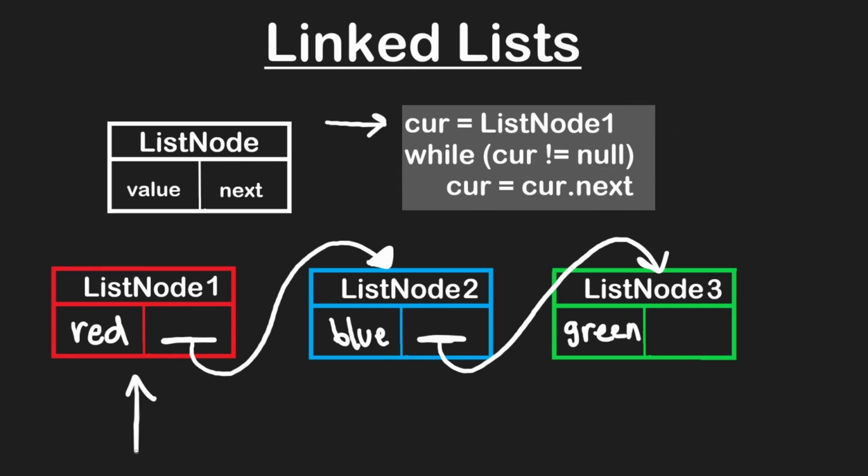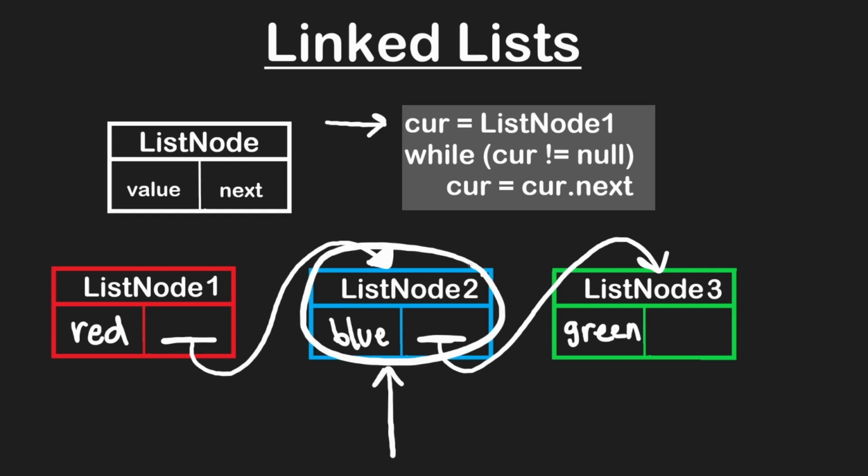Suppose this is our current pointer. It's pointing at the red node. That's how it's initialized. Then we go to the while loop statement. Right now it's not pointing at null. So then we're going to enter the while loop. Current is going to be set to next. So we're going to follow our next pointer over here, which is now going to be pointing at the next node. Very simple. Then we're going to go back to our conditional.